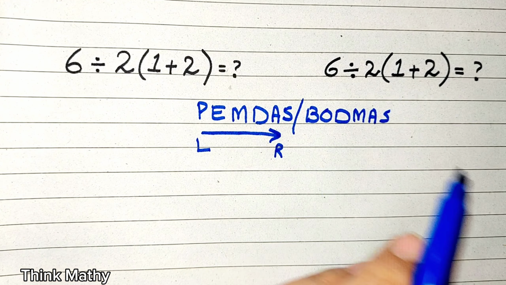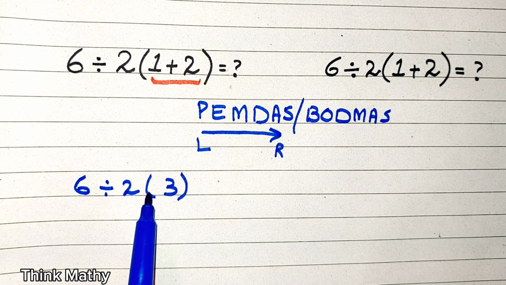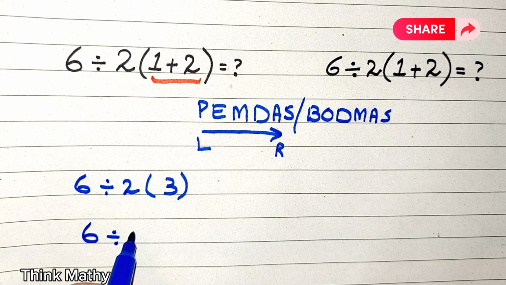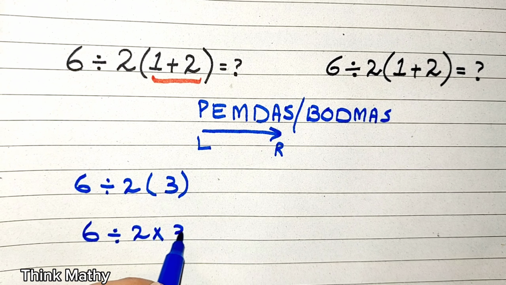So first we will solve the parenthesis here, and we know that 1 plus 2 is 3. So we will write the remaining values as they are, that is 6 divided by 2 parenthesis 3. Further, we have division and parenthesis, so we can convert the parenthesis into multiplication, because we know that between 2 and the parenthesis there is a sign of multiplication. So we can simply write this as 6 divided by 2 multiplied by 3.